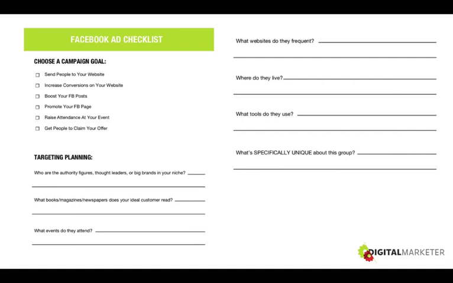So choose a campaign goal that's right in line with the last video that you just watched. And then these targeting planning questions. So I'll use the example of bloggers. So we have a lead magnet and a funnel and offer that talks about blogging and people that blog. That is our avatar for that specific offer. So obviously, I'm not a blogger. I don't know the answers to these questions.